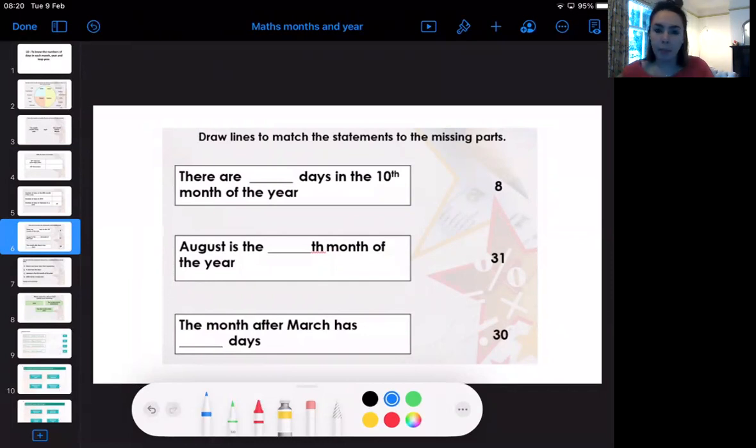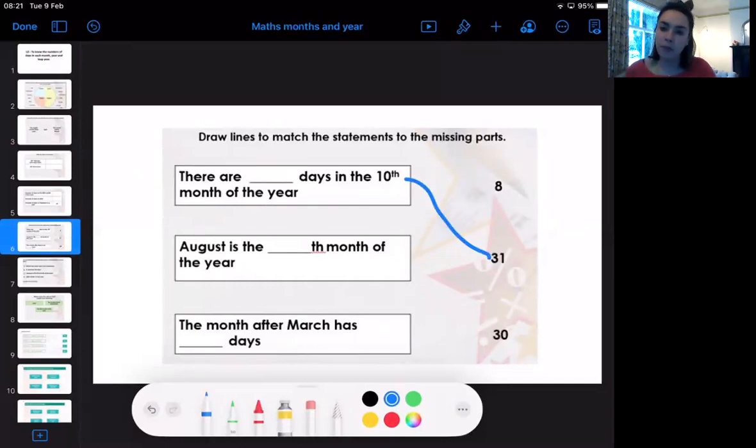There are blank days in the 10th month of the year. First of all, we need to work out what the 10th month of the year is. The 10th month of the year is October. Let's double check. January, February, March, April, May, June, July, August, September, October. How many days does October have? Well, I know it has 31 days, and actually the 31st of October is Halloween. So that one joins to 31.